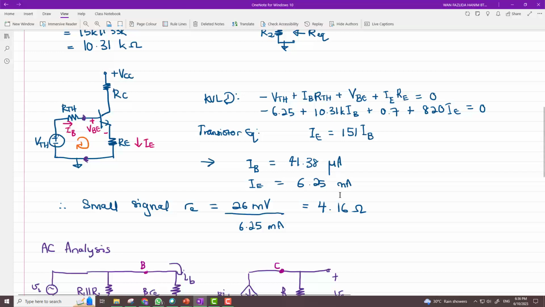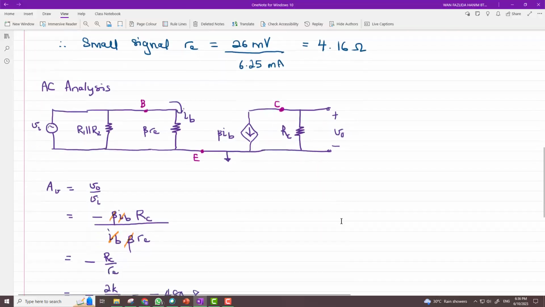Now if your values are correct, most probably you are right, because I'm usually not very careful with my calculator, but if you find a mistake there, please tell me. The small signal RE is 26 millivolts divided by 6.25 milliamps, so I get it to be 4.16 ohms.